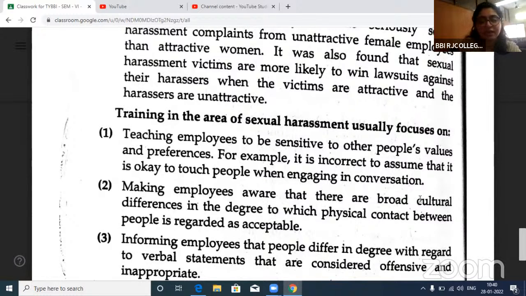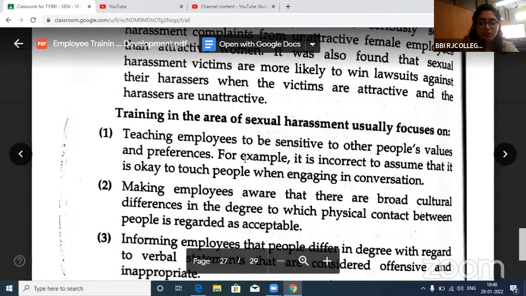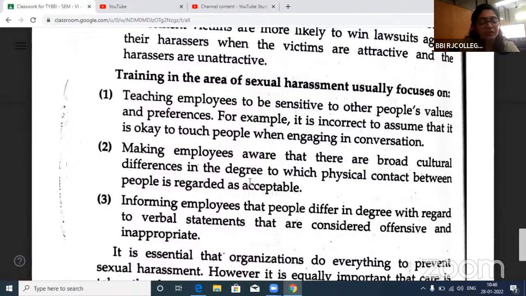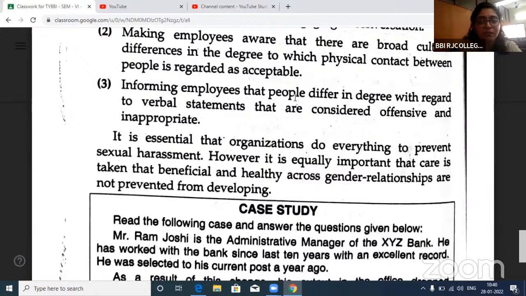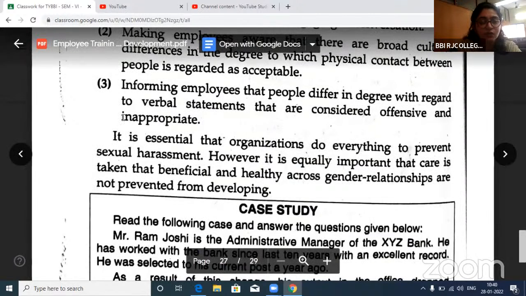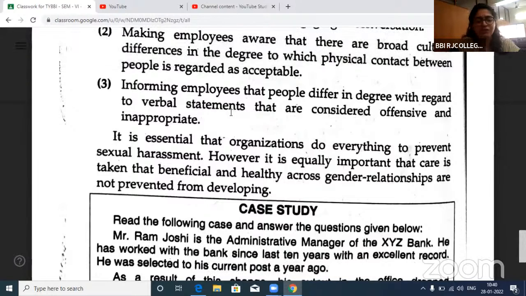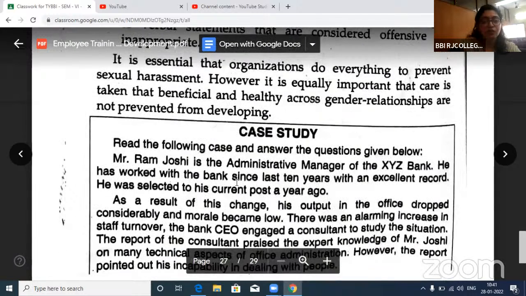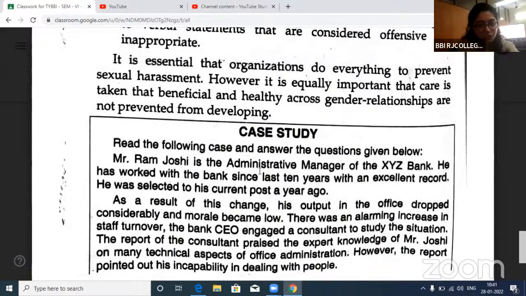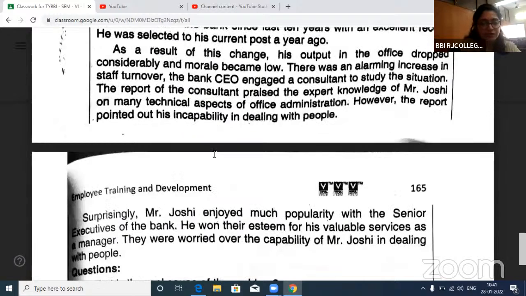Making employees aware that there are broad cultural differences in the degree to which physical contact between people is regarded as acceptable. That's what I told you now. Informing employees that people differ in degree with respect to verbal statements. Verbal means whatever I say. So suppose if I say something casually, but you take it the wrong way, that is also considered offensive and inappropriate. Okay. So there is one case study also for you to refer. If you don't understand it, you can definitely ask me.